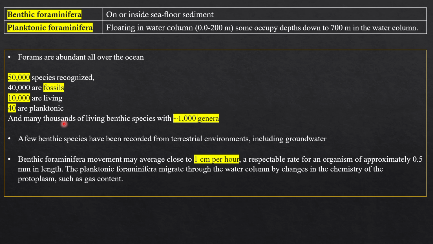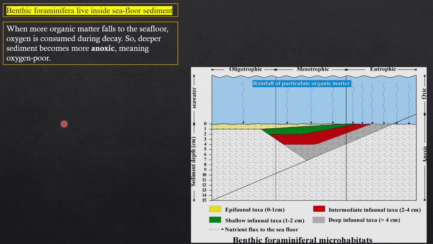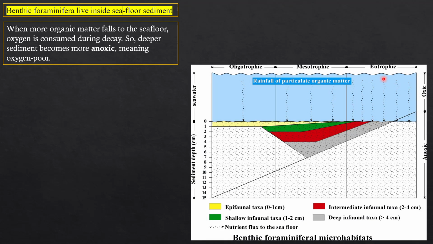There are 50,000 species recognized, of which 40,000 are fossil and 10,000 are living. The benthic forams live on the seafloor. You can see that in a eutrophic zone, a nutrient-rich zone, oxygen will be less. When there is low nutrient, oxygen will be high. That's why you can see the very deep infaunal test size here.